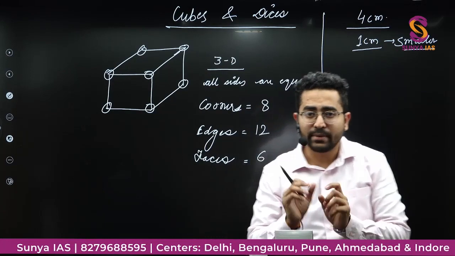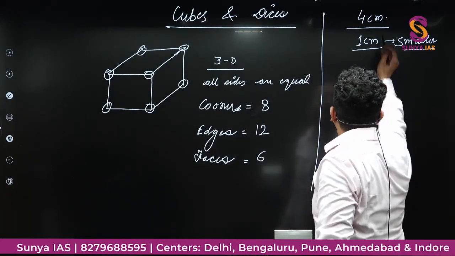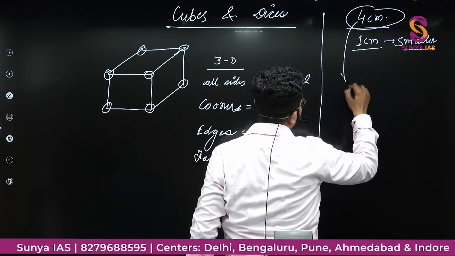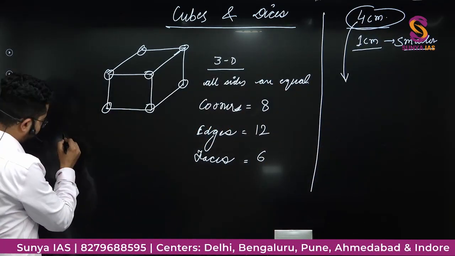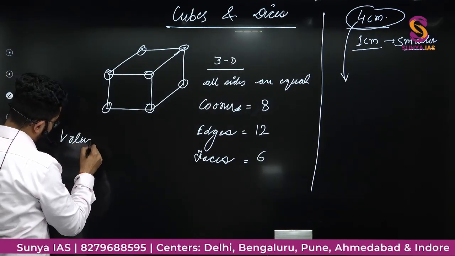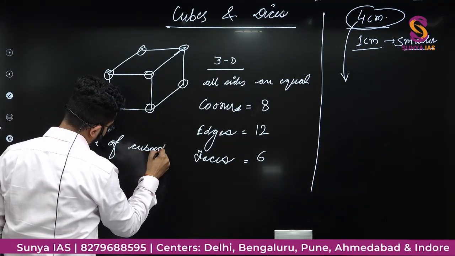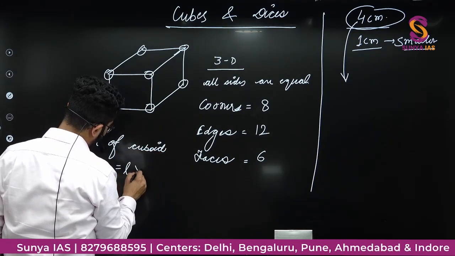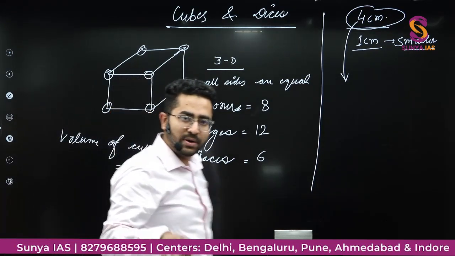तो या तो आप गिनने बैठो तो गिनना तो पॉसिबल नहीं होगा. Then how will you do it? आप क्या करते हो? We'll take out this volume. What is volume of cube? Volume of cuboid क्या होता है? Length into breadth into height, right? Length into breadth into height.